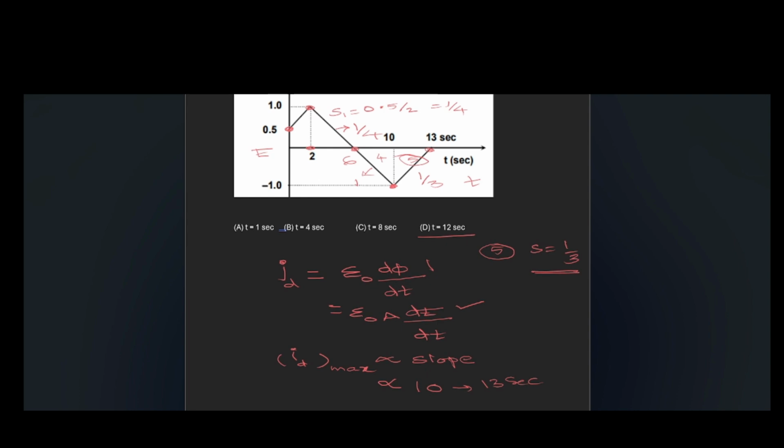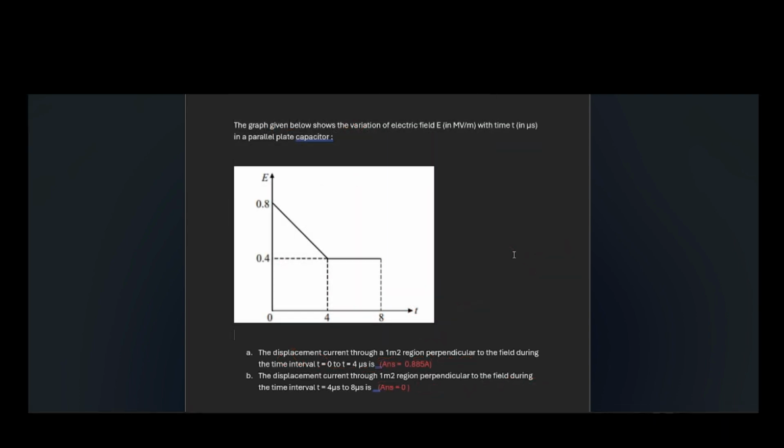Okay, we'll see another similar problem. Let us see another problem based on displacement current, just for your practice. See here a graph is given between electric field and time. The units are given in brackets, check it. Mega, 10 power 6 volt per meter, with time given in microseconds.